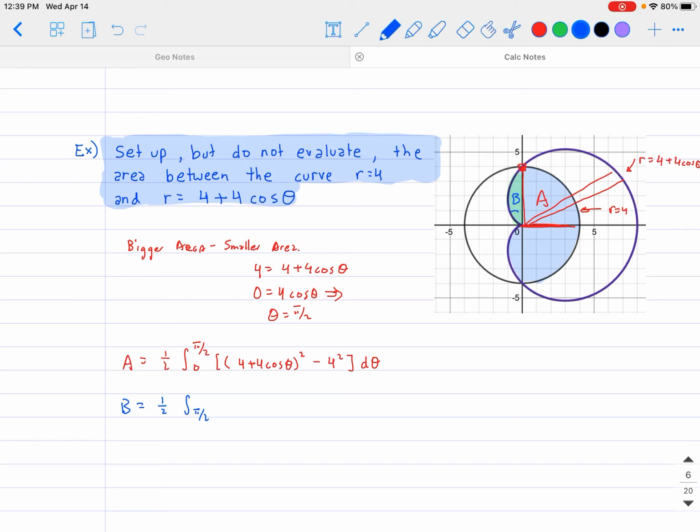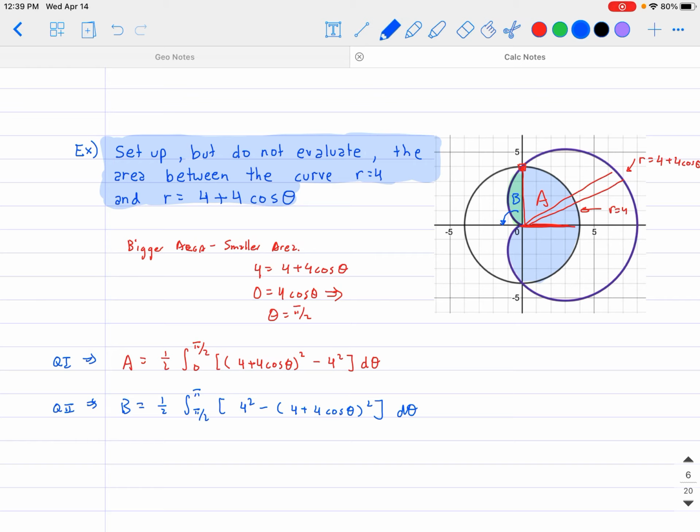Because remember, my rotation in quadrant 2 is going to be this piece right here, from pi over 2 to pi. And then now we're going to set up the area of the upper minus the lower. So the outer function is going to be the circle once again, so that's 4 squared minus the inner function squared, so that's (4 plus 4 cosine of theta) quantity squared, and then d theta. So there it is. That's going to be the area of the one in quadrant 1, and this is going to be the area of the one in quadrant 2.